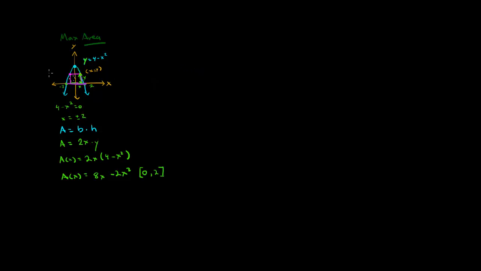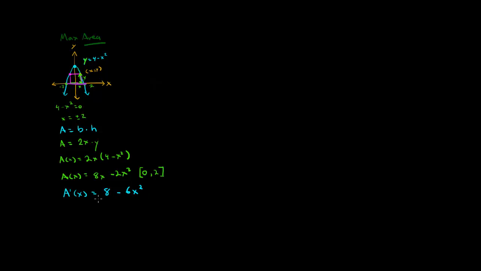Let's go get them. So it's time to get the derivative. So A prime of x is going to equal 8 minus 6x squared. Right? So the derivative of a difference is the difference of the derivatives. The derivative of 8x is 8, and the derivative of 2x cubed, if I use the power rule, is going to be 6x squared.